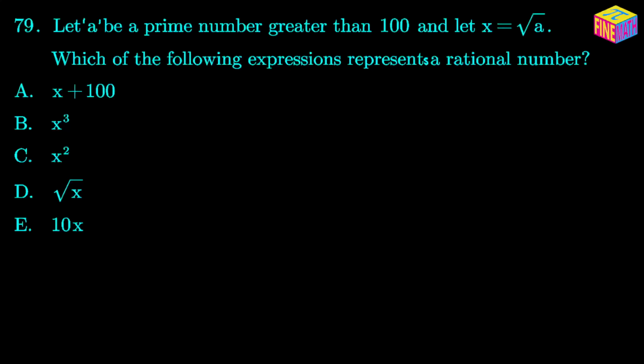Now here the main concept that we have to understand is that A is a prime number which is greater than 100. Of course that's okay, let it be greater than 100, not a problem, but it is a prime number and square root of a prime number is always irrational. That is the main point that we have to understand, that the square root of a prime number is always an irrational number.